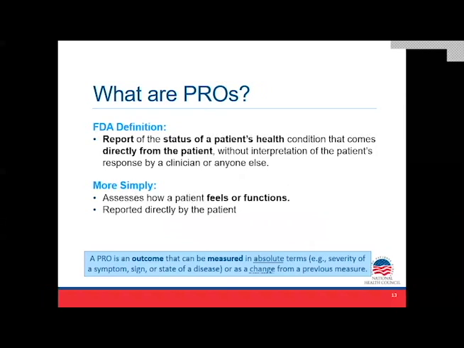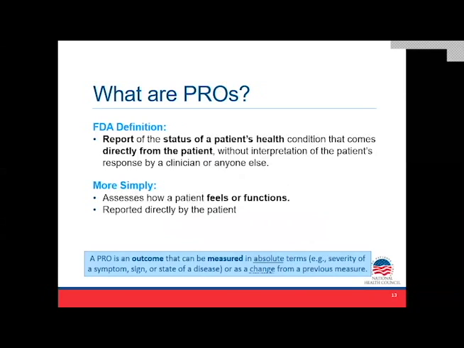And one of the things that I would like to point out here is, as we go through this webinar, part of what we're trying to do is to describe to you what patient-reported outcomes are and what patient preferences are, and for you to begin to see the similarities and the differences. And one of the differences that I will point out is that a PRO is an outcome that can be measured either in absolute terms.